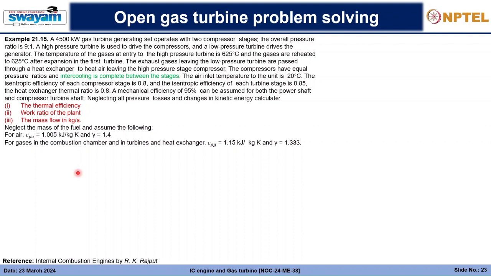A mechanical efficiency of 95% can be assumed for both the power shaft and the compressor shaft, neglecting all pressure losses and changes in kinetic energy. We need to calculate the thermal efficiency, work ratio, and mass flow in kg per second. We have to neglect the mass of fuel and assume the following. Let us take a minute to understand this question properly, and after that we will solve it.